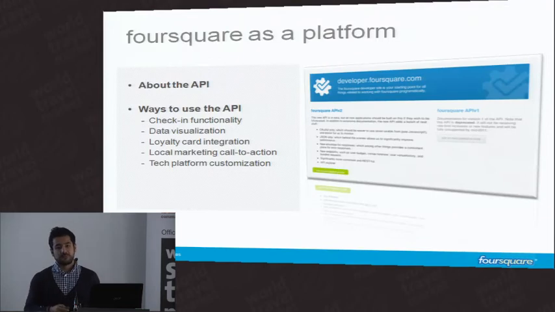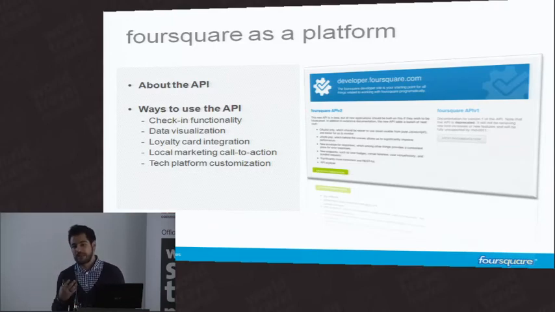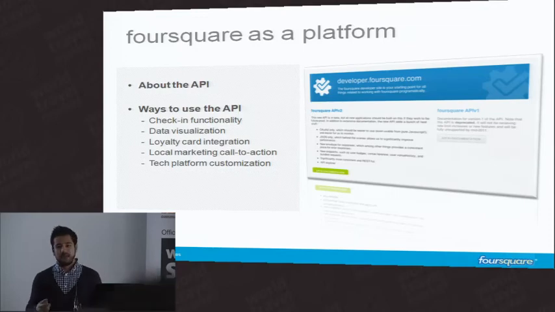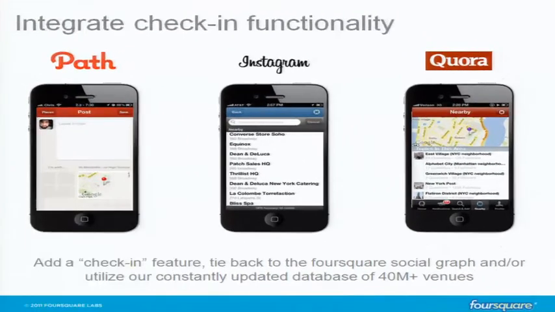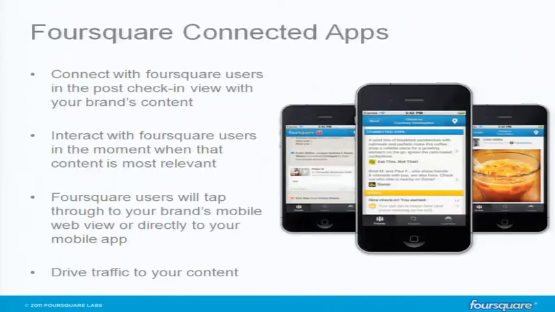A couple of slides left for the platform, and then we'll switch gears and have a couple of questions. The API is super powerful. We really recommend people playing around with this. It enables you to create a check-in functionality within your app. It allows you to do data visualizations, loyalty card integrations that I mentioned before. You can do local marketing with call to action, and then there's some other interesting stuff that I'm going to show you right now. Some of the apps that are using our check-in functionality, there are loads more. We have more than, I think, 20,000 developers using our API.